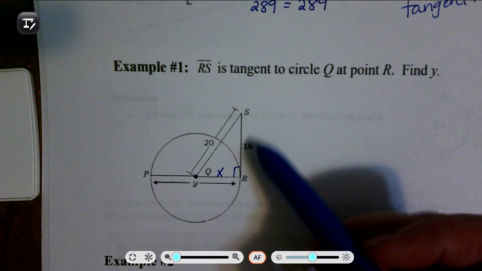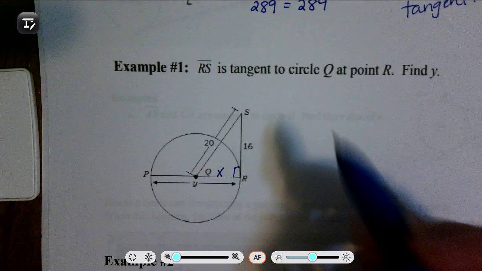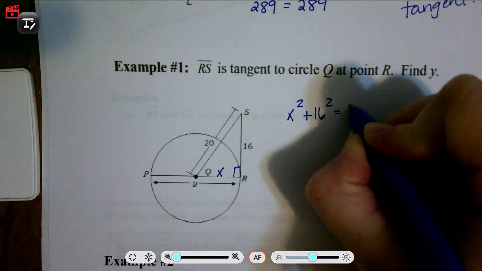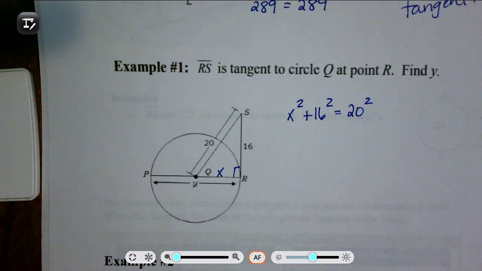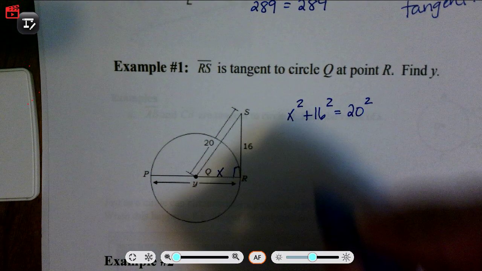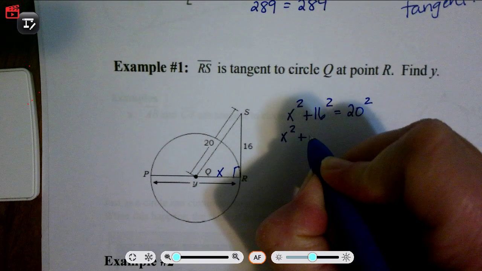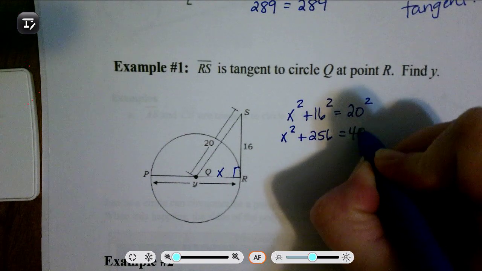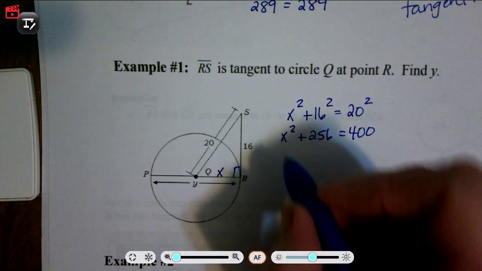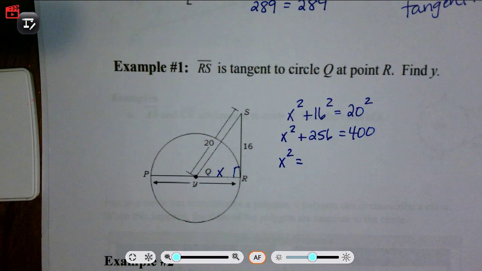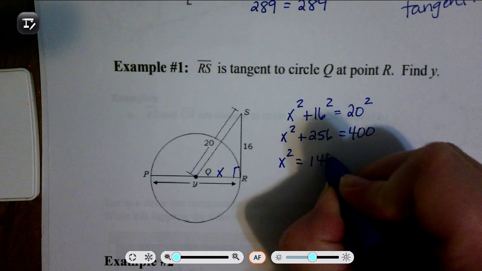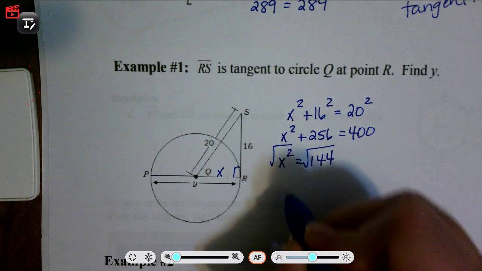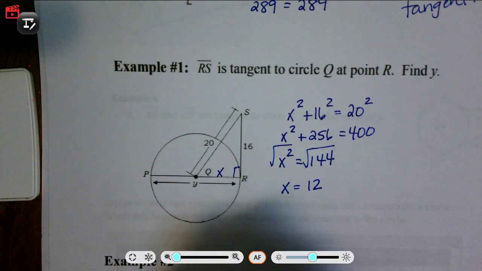X and 16 are my legs. 20 is the hypotenuse. So I have x squared plus 16 squared equals 20 squared. And that's going to give me x squared plus 256 equals 400. I'm going to subtract 256 from both sides, and I end up with 144. I need to take the square root, and I find out that x is equal to 12.